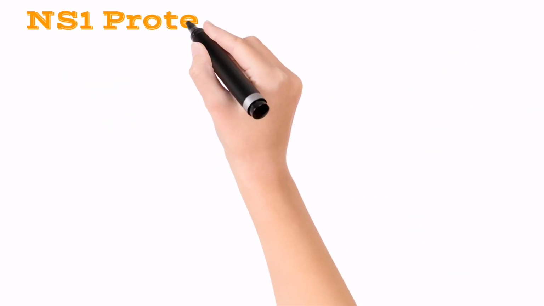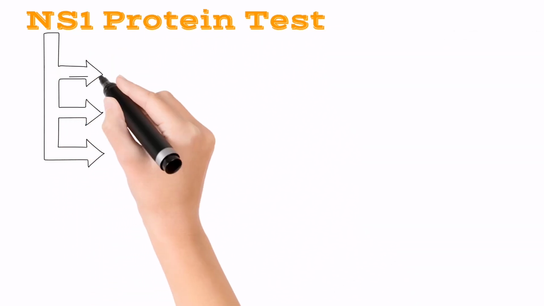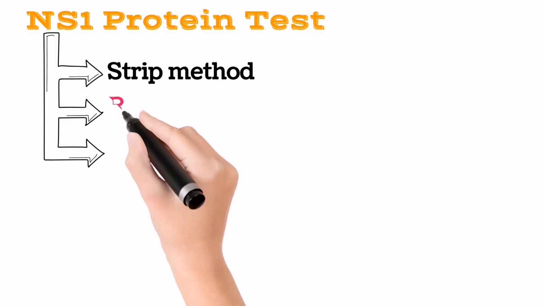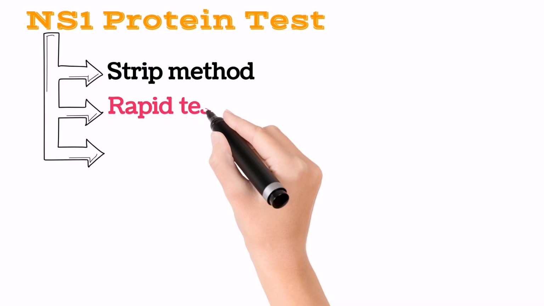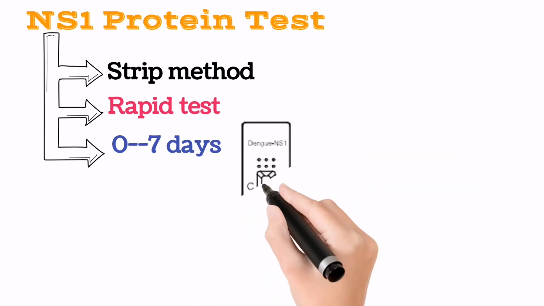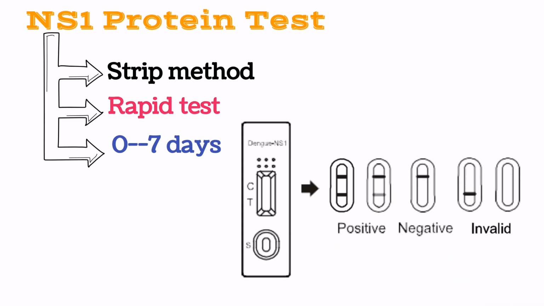Now we will discuss NS1 protein. NS1 protein is a non-structural protein which is performed by the strip method. It is a rapid test and it is positive between 0 to 7 days of infection.